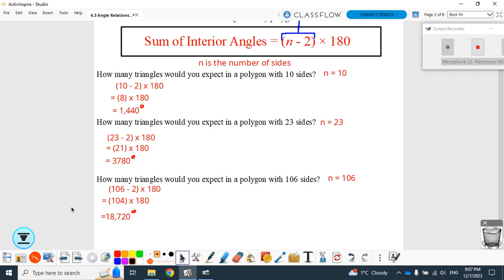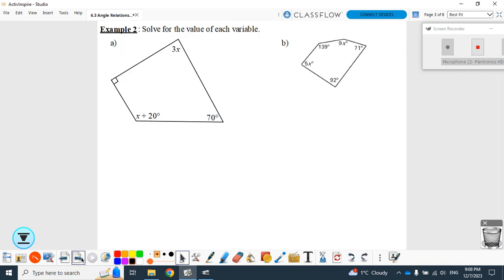Okay. Now, why are we doing all this? Why do we care about the sum of all of the interior angles of any sort of polygon? Well, here's why. In example 2, they want us to solve for the value of each variable, okay?